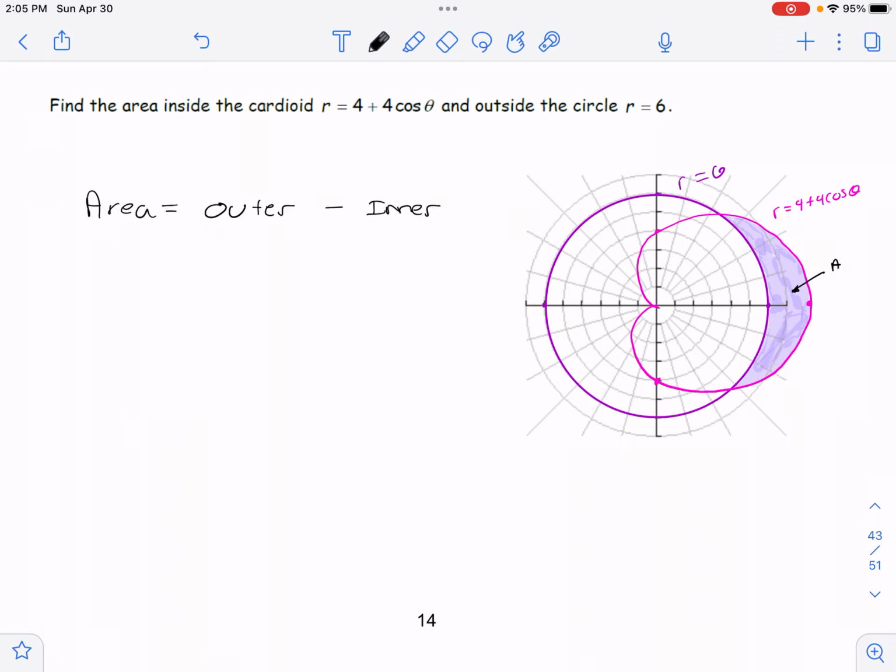We're thinking of our outer, in this case, as 4 plus 4 cosine theta, so 1/2, I'm going to leave off the limits of integration, of 4 plus 4 cosine theta squared d theta. And the inner would be similarly 1/2 and then 6 squared, which, if we want to do it in one integral, would just be 1/2 the integral from wherever to wherever.